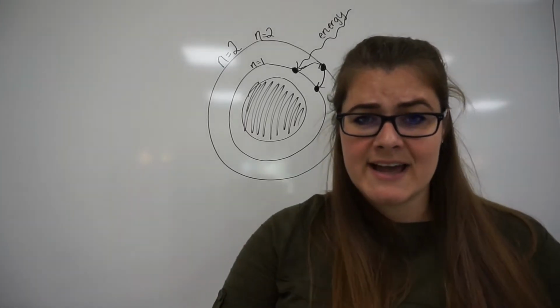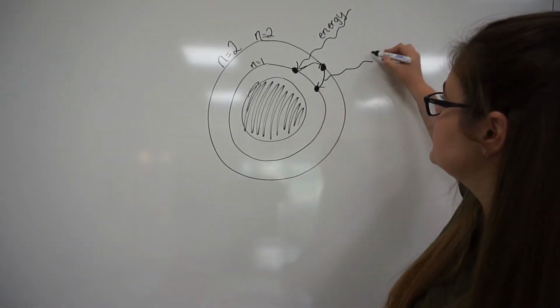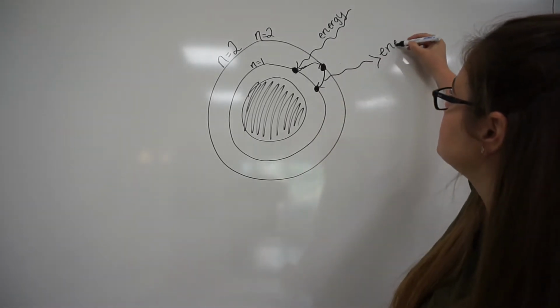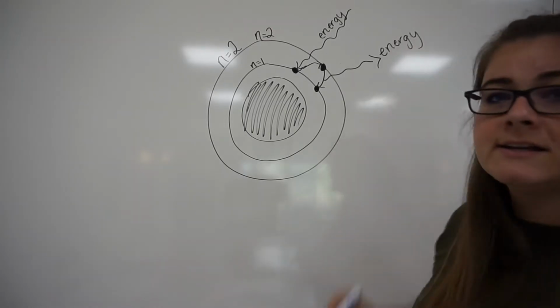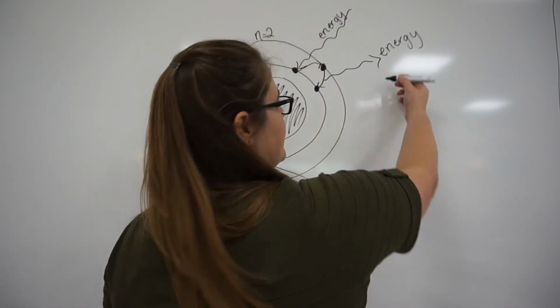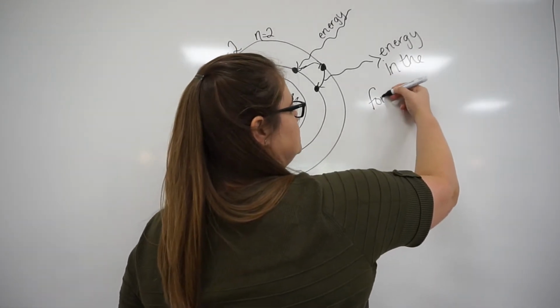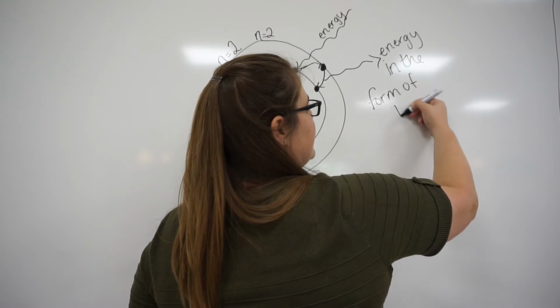So when it goes back down to that next energy level, it's going to release energy. So when it releases energy, you will be able to see that because it's going to release energy in the form of light. So energy in the form of light.